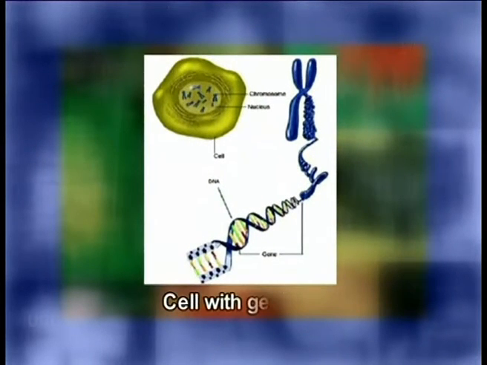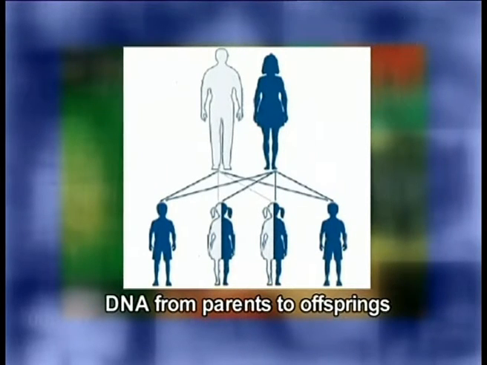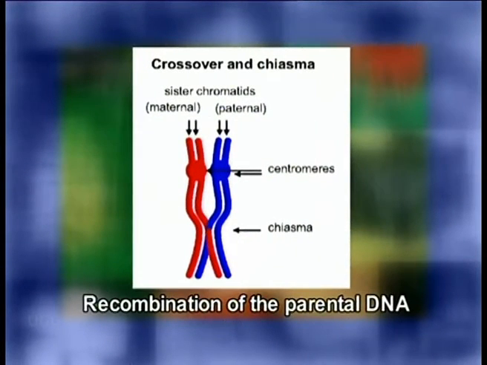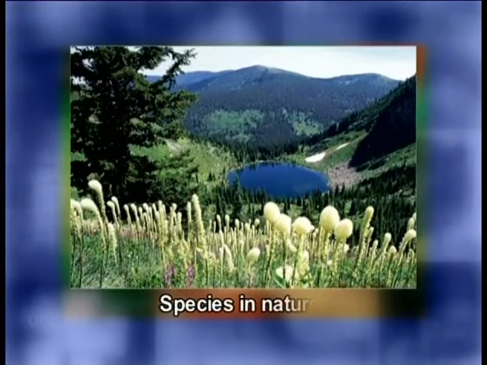Merits of DNA replication. DNA replication is important because it ensures that every cell in the body contains a complete and identical genome. The DNA replication allows the offspring to have a different combination of DNA than its parents through recombination of the parental DNA during meiosis. Also, DNA replication ensures variations which are critical for species survival in nature.